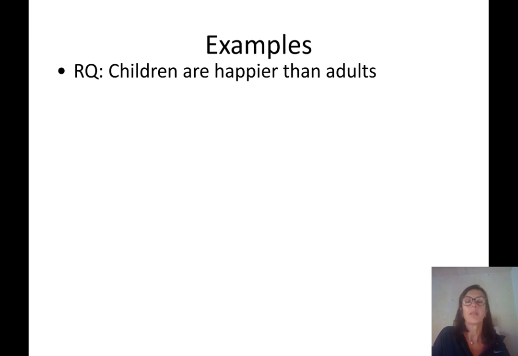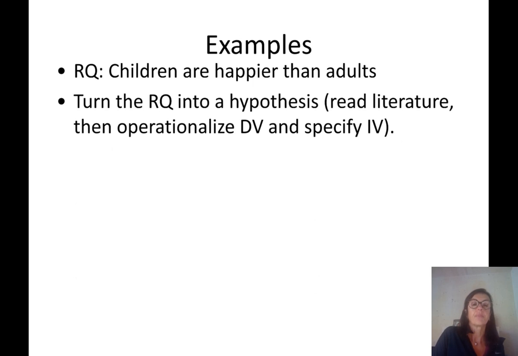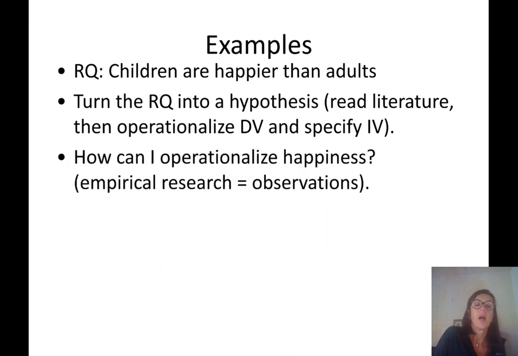So happiness. If I operationalize happiness, how can I really operationalize it? How can I measure happiness? That's what I want to know. So turn this research question into a hypothesis. In order to do this, I have to read the literature and then operationalize the dependent variable and specify the independent variable, as I just said. So how can I operationalize happiness?